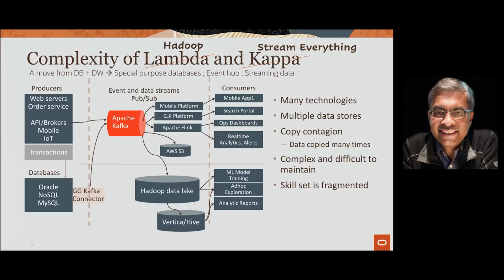So you can clearly see it lends to some complexity in terms of having to have many technologies. Having multiple data stores leads to some copy contagion. You really don't know how many copies you have. And with security, with high availability, with backup and recovery strategies, it becomes complex and difficult to maintain. And of course, you need skill sets for each of these technologies: for Hadoop, for Kafka, for Vertica, and all those things.